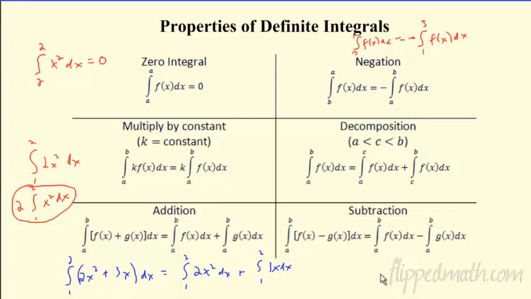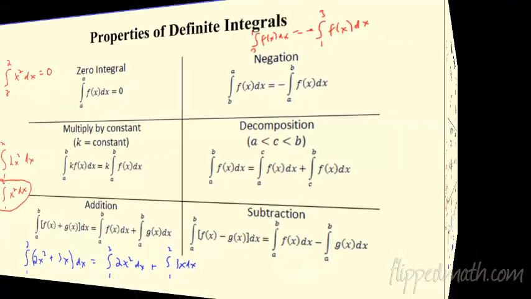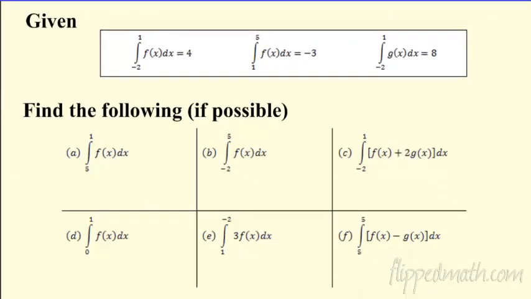So same thing with subtraction. You can break up addition, subtraction. When you have a constant in there, you can pull it out front. If your boundaries are messed up, flip them back and change the sign, and we get that little 0 thing. Awesome. Let's do a couple of these, and we are done with this one. This is a fast one right here.